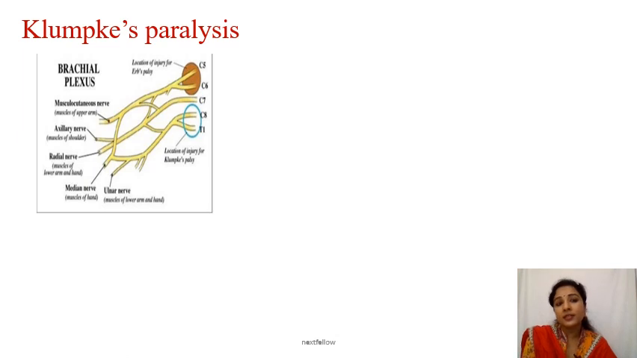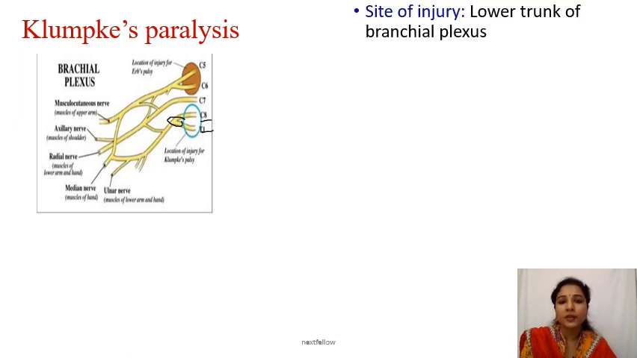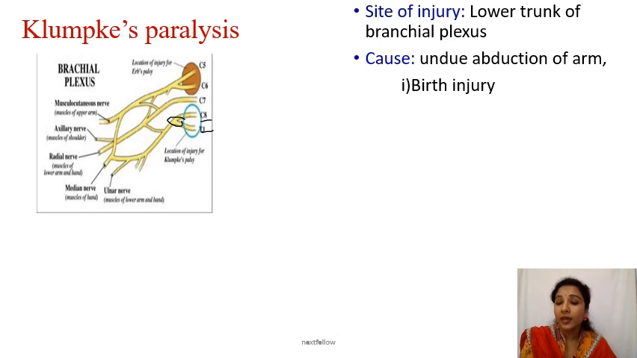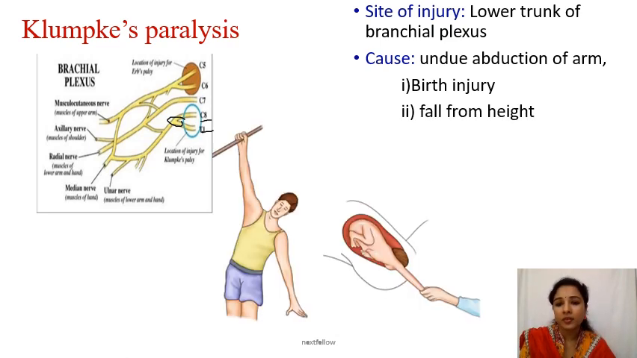The next is damage to the lower trunk of the brachial plexus, called Klumpke's paralysis, where C8 T1, the root values, are involved. The site of injury is the lower trunk of the brachial plexus, caused by undue abduction of the arm. It can also occur during birth injury, pulling out the baby by holding the hand, or a fall from a height. While falling from a height, a person clutches something, causing undue suppression in the lower trunk.